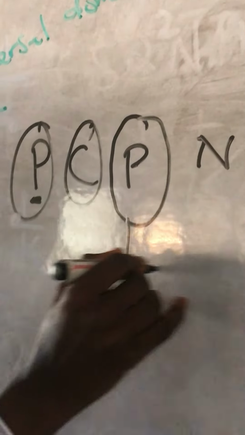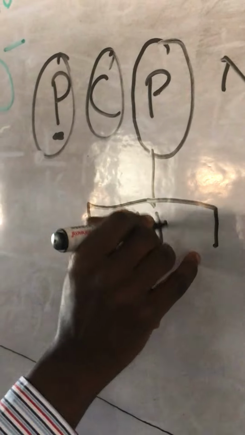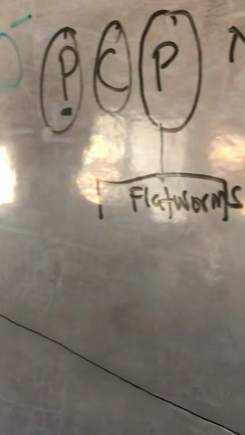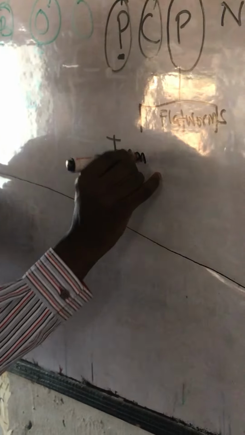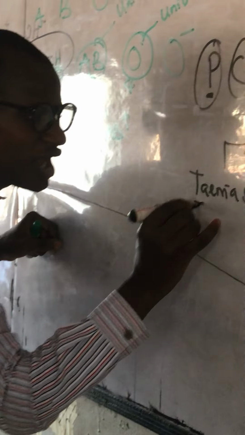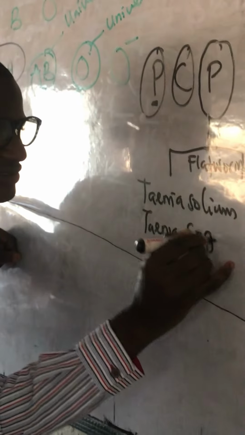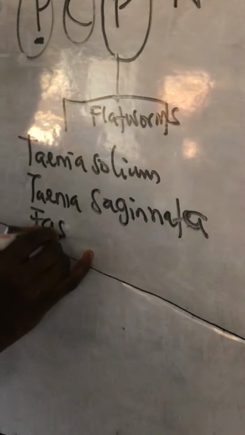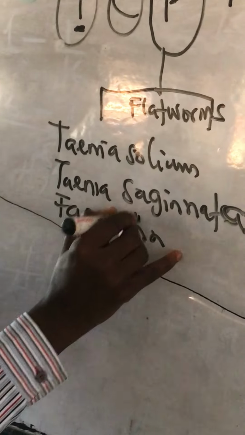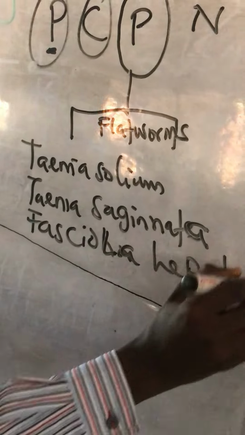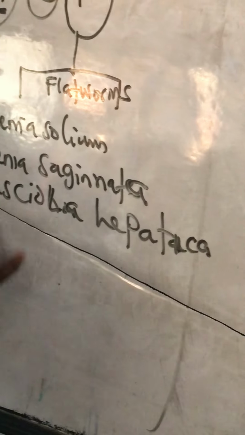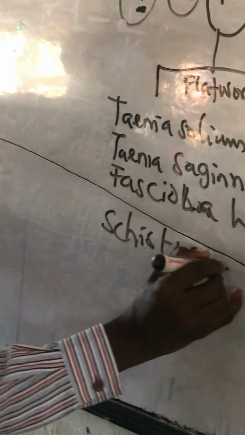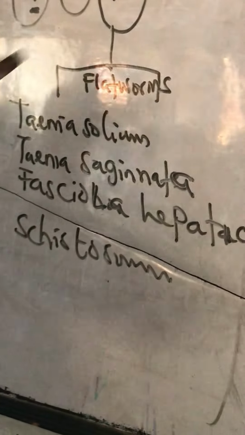Now, our question is subjected to the what? To the Platyhelminths. Now, under these Platyhelminths, those are what they refer to as the what? The flatworms. Now, in the Platyhelminths, some of the examples that we have there: we have what we call Taenia solium, we have Taenia saginata, we have Fasciola hepatica. We also have Schistosoma. Now, these are examples of the Platyhelminths.